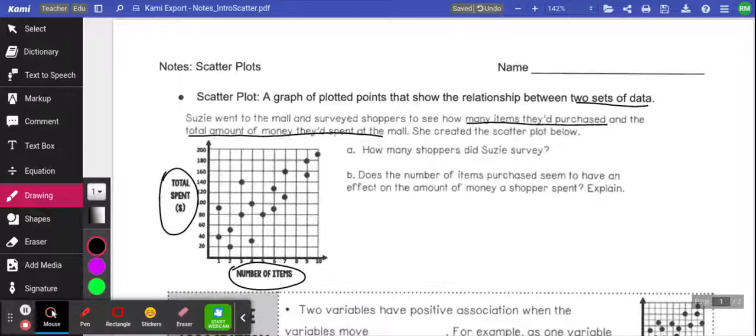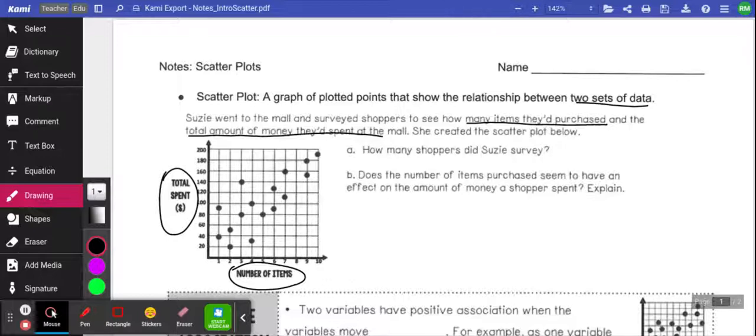Okay? So she'd go up to one person, how many items did you buy? How much was your total? And then she'd plot that on the graph. Okay, and she would continue to do that until she had this whole graph. First question asks us, how many shoppers did Susie survey?